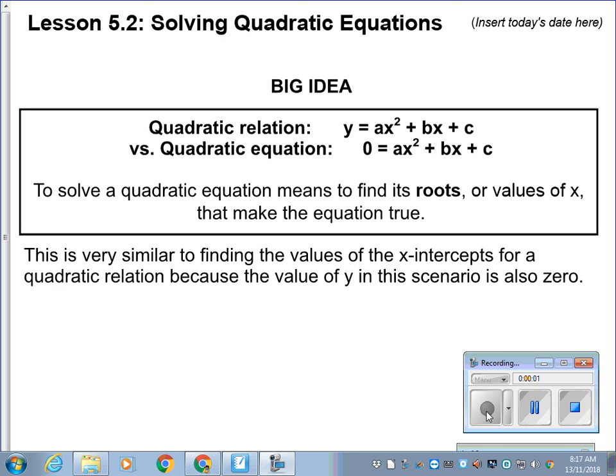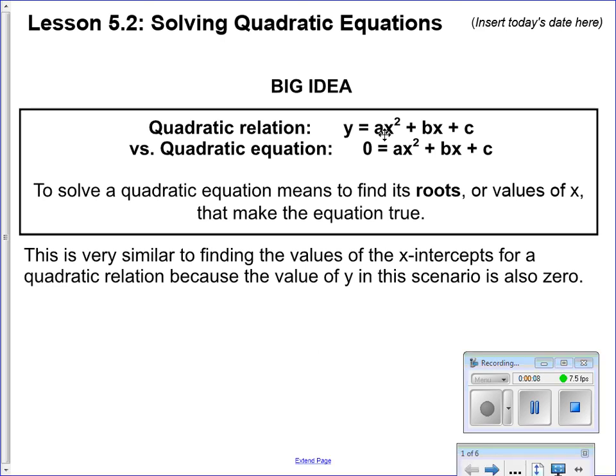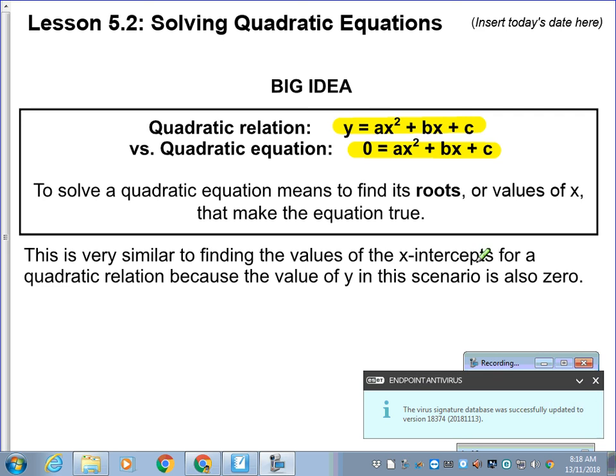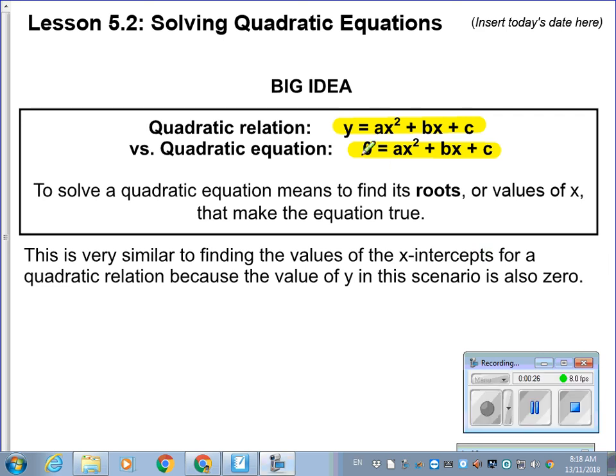We'll be taking a look at solving quadratic equations. Now, the big idea for today is that if we have a basic equation, y equals ax squared plus bx plus c, when we're solving for a quadratic equation, we're actually solving this equation, 0 equals ax squared plus bx plus c. So we're using the concept of 0.